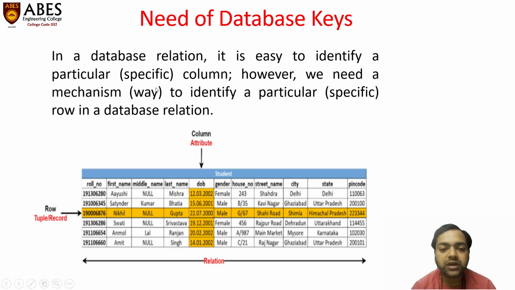For example, in this particular table, we have different types of attributes, and we can see that in our relation, every attribute or every column must have a different name. But if we want to identify a particular row, how can we do that? So this is the basic concept of database keys. If we need to identify the data of a particular student, how can we do that? So this is the need of database keys.